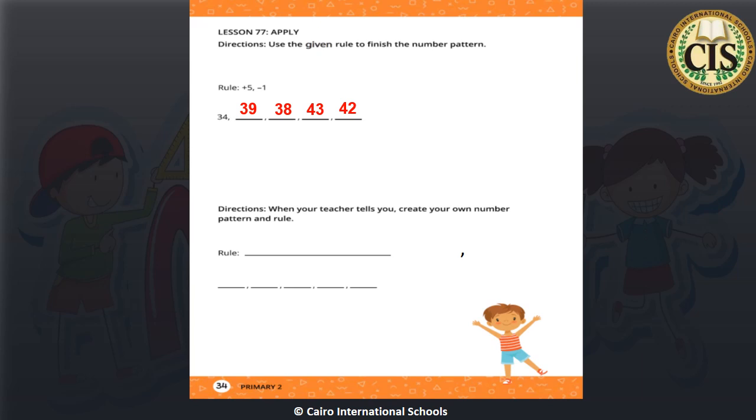The next question, I'll give you the pattern rule and the first number. The pattern rule is minus 2 plus 1 and the first number is 62. So the pattern rule is minus 2 plus 1, minus 2 plus 1. So the first time we will subtract 2. 62 minus 2 equals 60. Then 60 plus 1 equals 61. Then subtract 2. 61 minus 2 equals 59. 59 plus 1 equals 60.